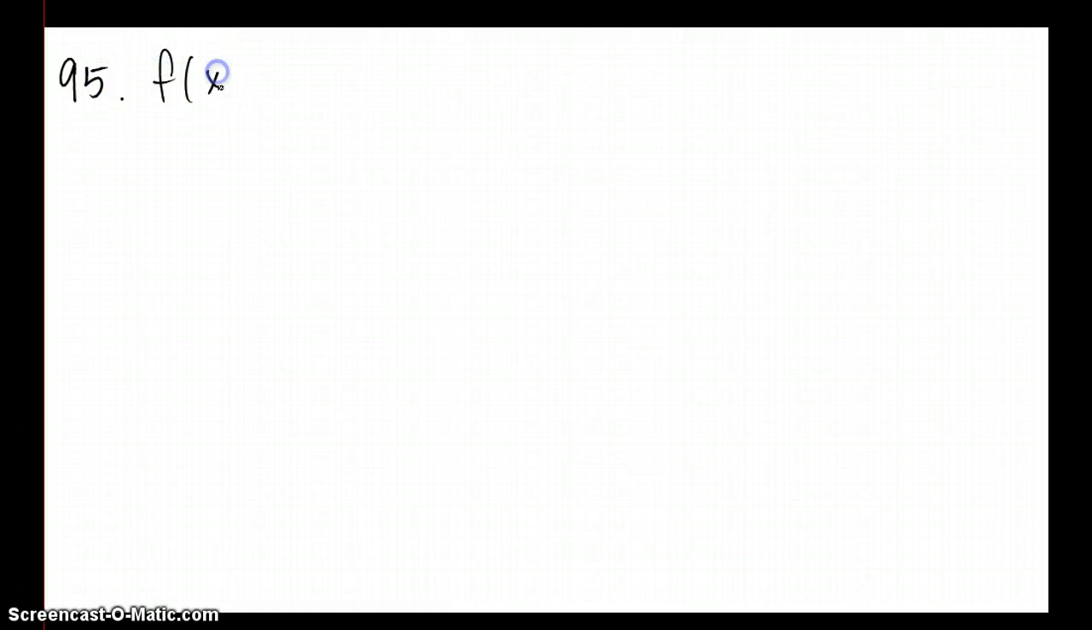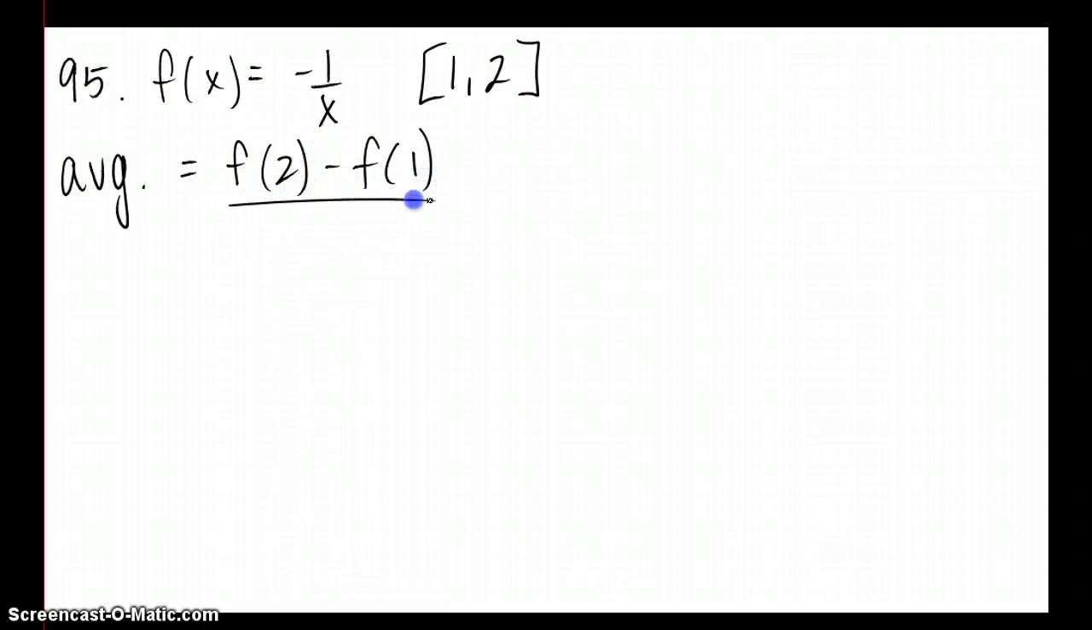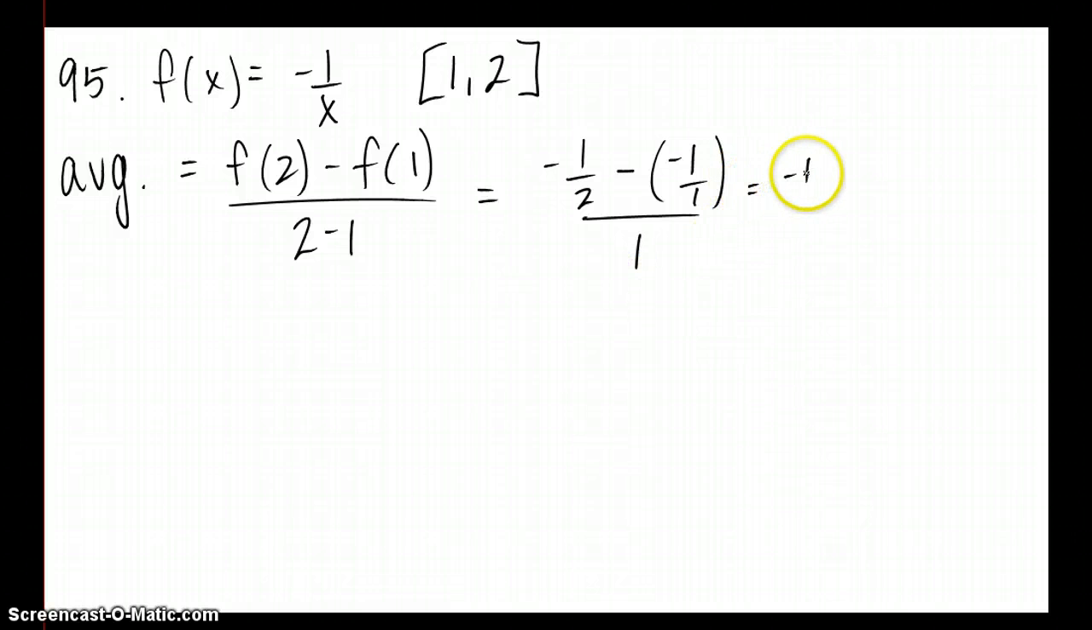Number 95, the function is negative 1 over x on the interval from 1 to 2. So the average rate of change, f of 2 minus f of 1, all over 2 minus 1. When I plug 2 into my function, negative 1/2 minus a negative 1, all divided by 1. So negative half plus 1, my average rate of change is a half.